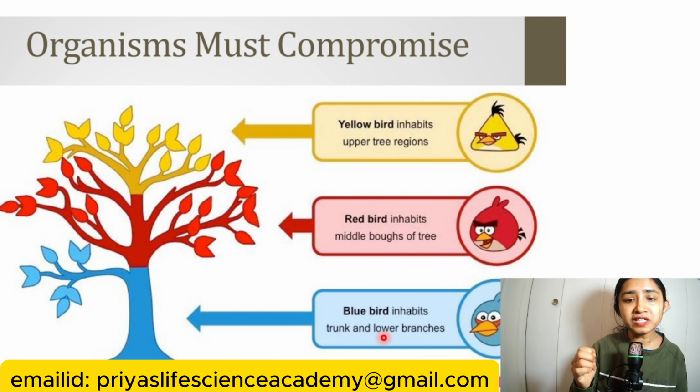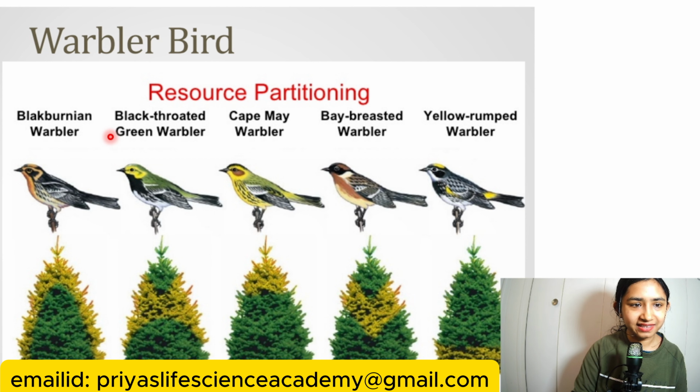Similar species means not the same species. The genus is the same, the species is different, but they're kind of similar species. That's why they thrive on the same tree, but they partitioned their tree. That's why their niches diverged and they can coexist. Now here you can see in detail the Bay-breasted warbler, the black-throated green warbler, Cape May warbler, and yellow-rumped warbler. They all have partitioned their niches for coexistence.